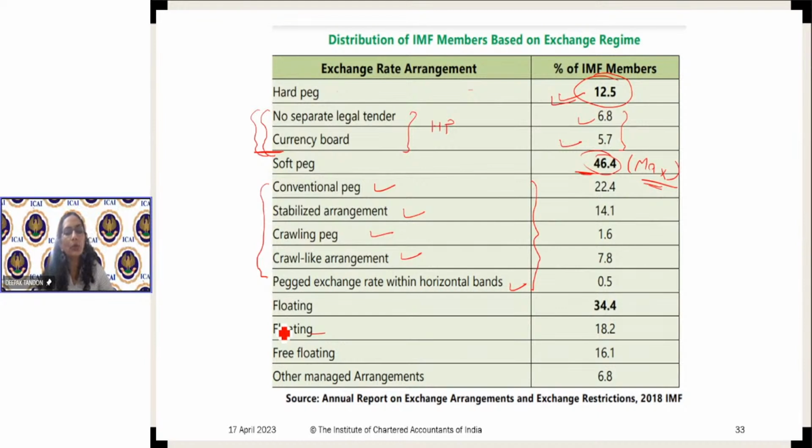इसमें floating है, but कुछ manage करते हैं floating, like country like India. So 18.2 है. Other managed is about 6.8. So the highest is soft peg. Floating is 34.4 and hard peg is 12.5.